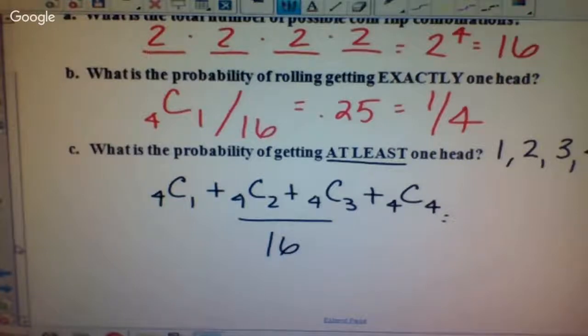0.9375. This also comes out to be 15 out of 16.